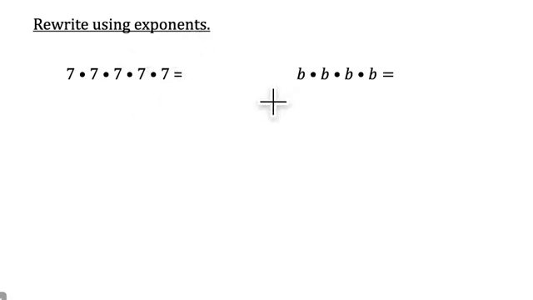Let's rewrite these two expressions using exponents. Here we're multiplying 7 by itself 5 times. That would just be 7 to the 5th power. And here we're multiplying b by itself 4 times, so that's b to the 4th power.